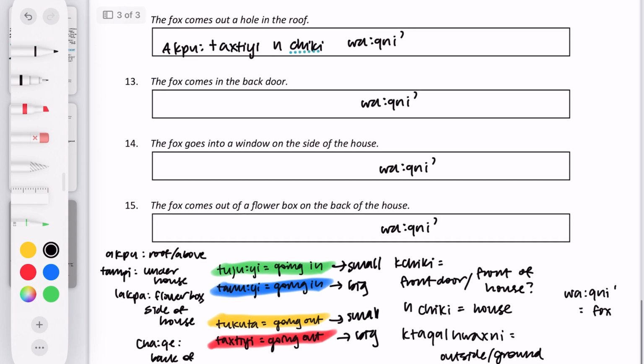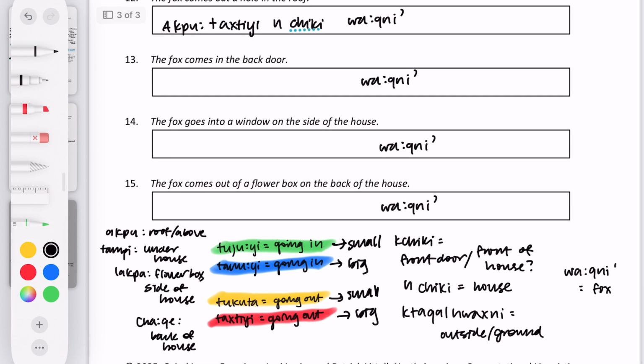Okay, for number 13, we're going to be looking at the fox comes in the back door. And as you can see, we have a word here for back of the house, so we're going to be using that. And then for the verb, we're going to be coming in, and we're coming into a big space because we're coming into the entire interior area of the house, so we're going to be using tanuyi. And then again, we're going to be using enchiki because he's going in the house, and wakni, so put all together, we have this.